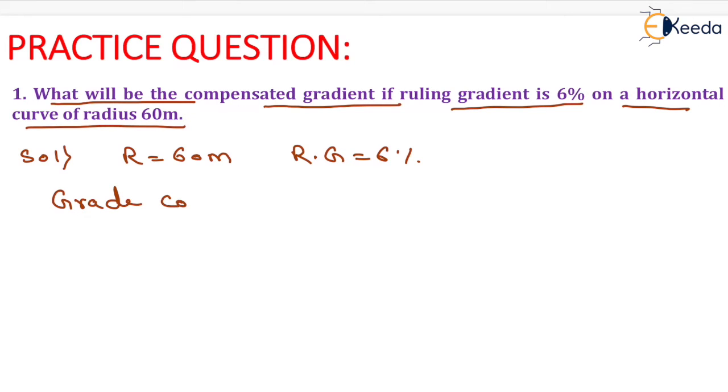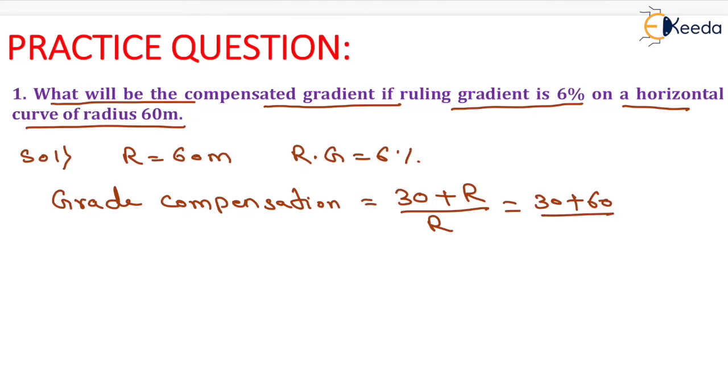Grade compensation will be equal to (30 + R) / R. That will be the formula of grade compensation, and it will be equal to (30 + 60) / 60. On solving this, we will get the value as 1.5%. That will be the grade compensation.